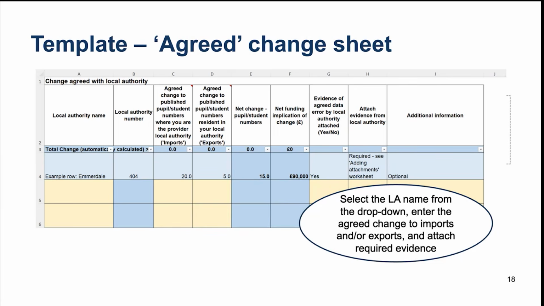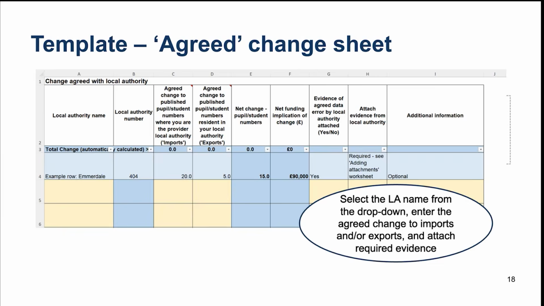So the net pupil change at column E is automatically calculated, and this shows 15. So it's the 20 imports less the 5 exports. This is then multiplied by £6,000 at column F for the funding change amount. The required local authority evidence obviously then needs to be attached. And there is an add-in attachment sheets in the template that explains how to do this.